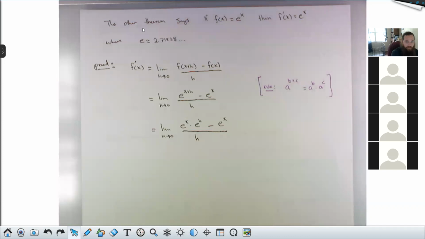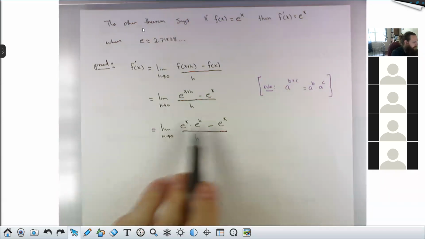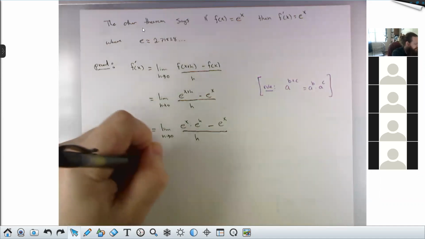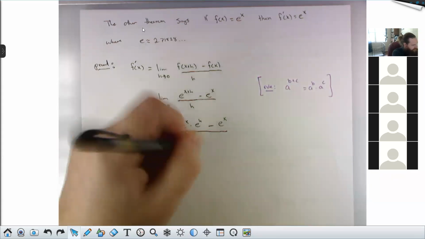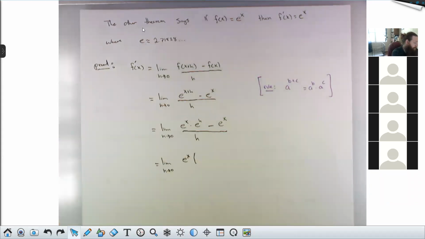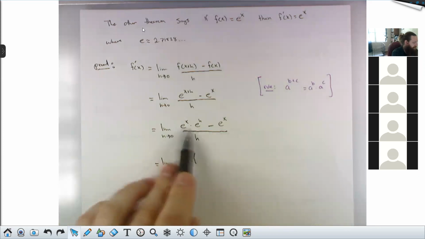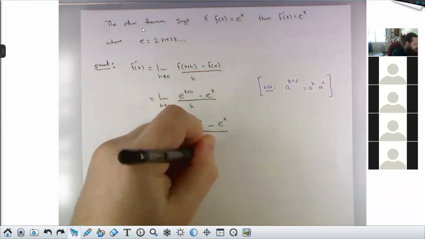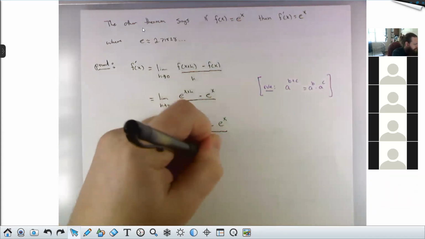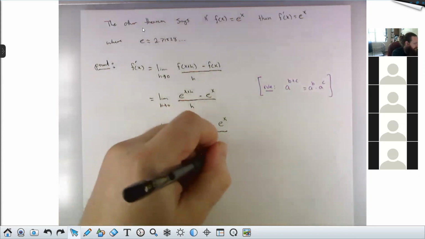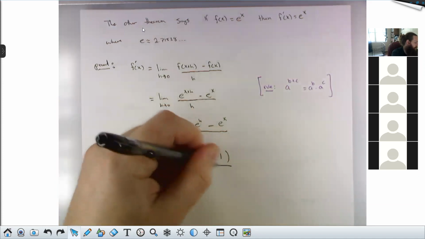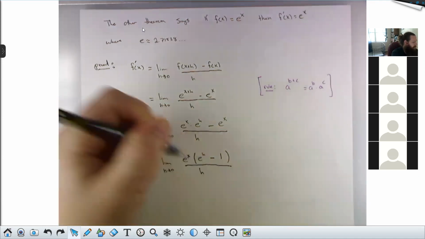And like in our proof of the constant multiple rule, I have a factor that is common to the two terms upstairs, namely e to the x. So I get the limit as h goes to 0. I'm going to factor e to the x out, and what will remain upstairs from this term is e to the h. This minus is this minus, and when you factor e to the x out from this piece, you just get a 1. All of this is over h.